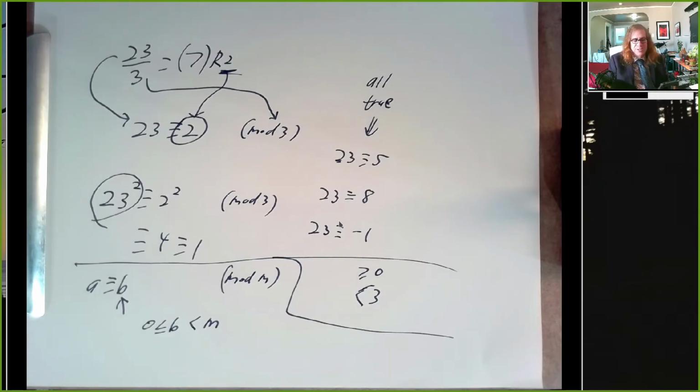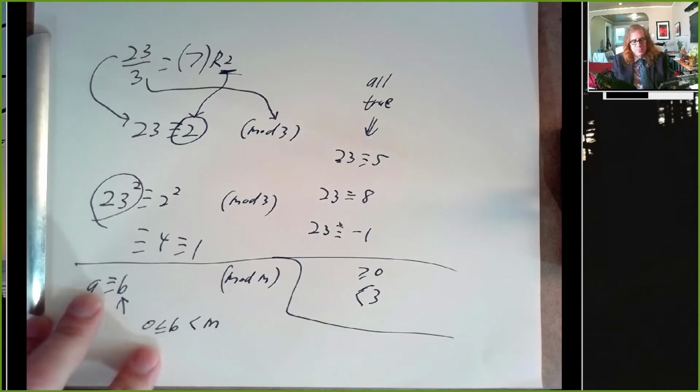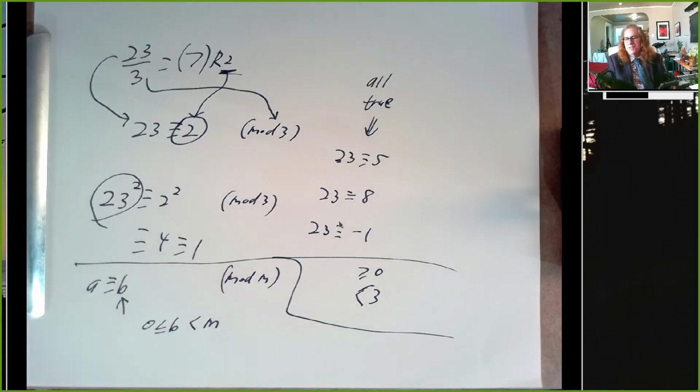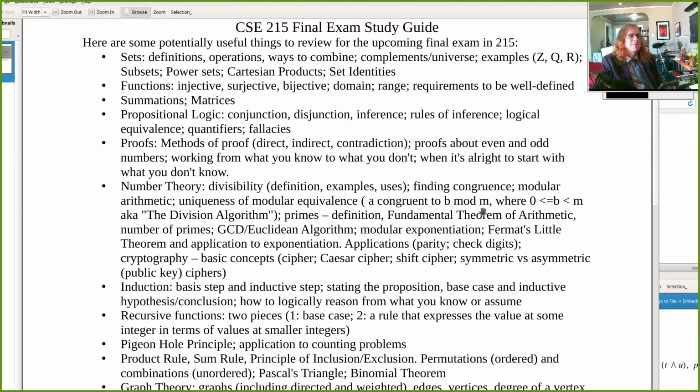And so I may ask you to find what 23 is congruent to modulo 2, and I may specify it has to be between this range of values. The division theorem says you'll always be able to do that, and your answer will be unique. So that's the division algorithm. Primes, you should know what a prime is, right?